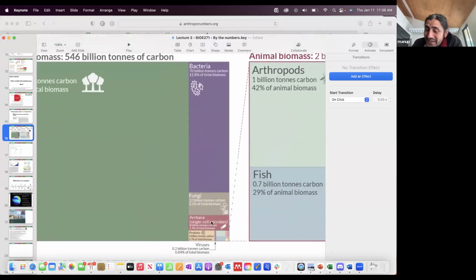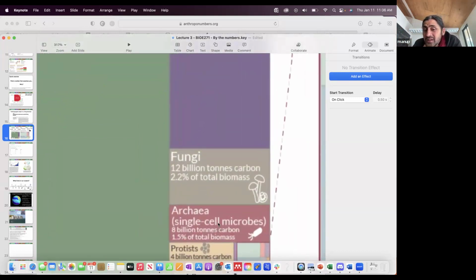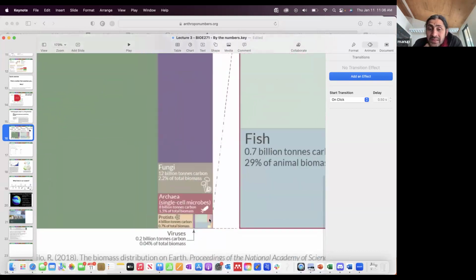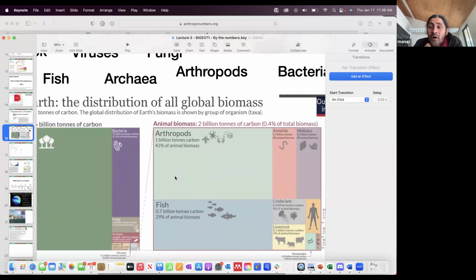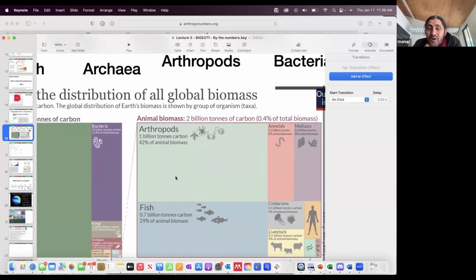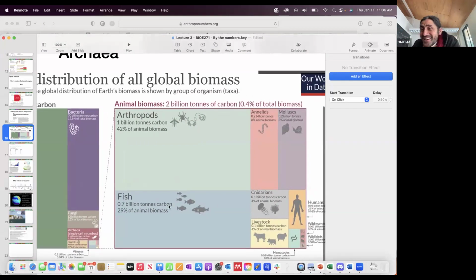Archaea are a significant portion. Think about the number of papers that have been published on archaea versus everything else. It's a minuscule amount that we know, but the estimates are around 1.5% of the biomass. And then you see we haven't even reached the viruses, they are right here. And this little blob here is all the animals, all the arthropods, all the fishes in the ocean, and right there is the human biomass.